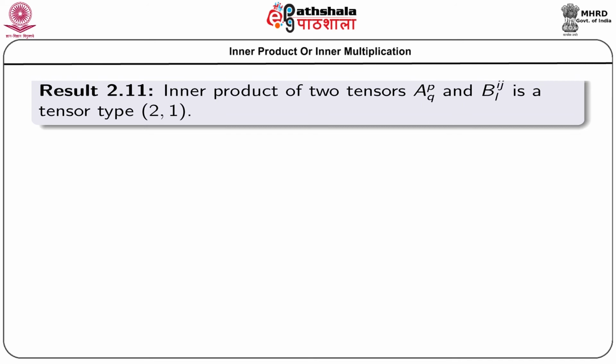This is a result. We can prove that the inner product of two tensors of type, one is A^{pq}_{m n} and another one is B^{i}_{jl}, is a tensor of type 2, 1. After the inner product of the components of these two tensors, A^{pq} and B^{ij}_l is a tensor of type 2, 1. Let us see how it follows.